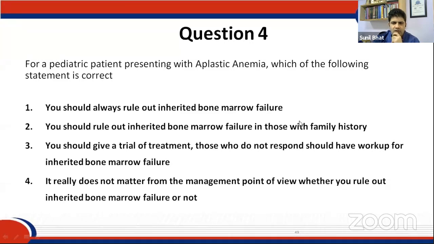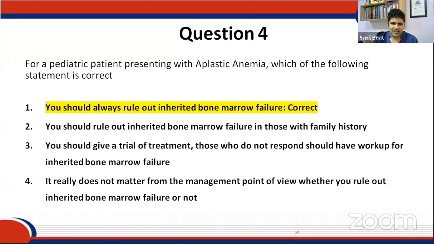Okay, so we have got a slightly distributed response, but the majority have answered the correct choice, and that is you should always rule out inherited bone marrow failure in a pediatric patient. I showed in the previous example that you may have musculoskeletal and other examination findings in a patient of bone marrow failure syndrome, but that's maybe only in 70 to 75% of the patients. You may still have 20-25% of patients who do not have an obvious examination finding to allude to inherited bone marrow failure syndrome.